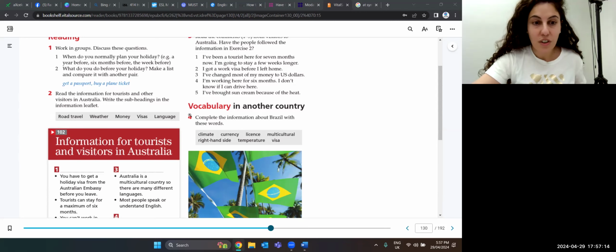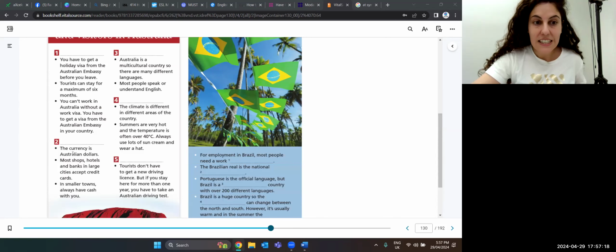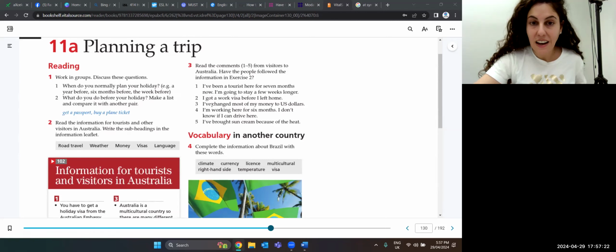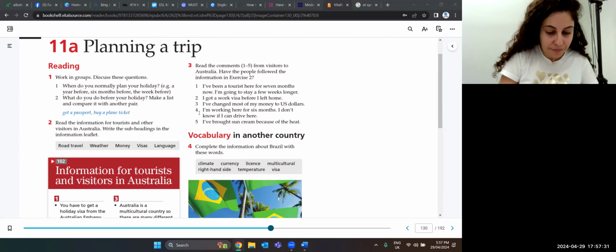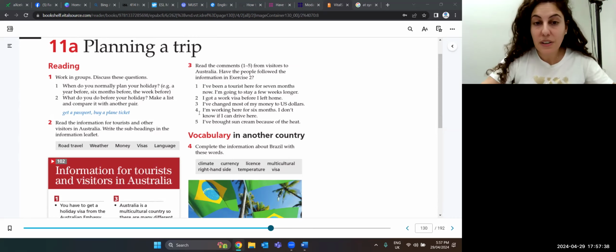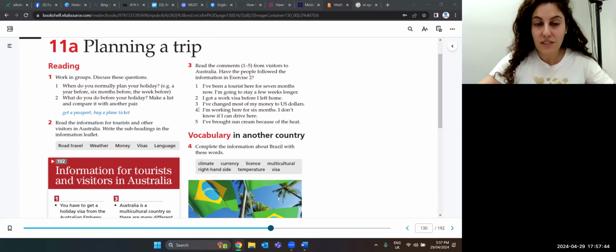"I've changed most of my money to US dollars." That's bad because we do not use US dollars. It says here, the currency is Australian dollars. So this person that said, "I've changed money to US," they haven't read the information. "I'm working here for 6 months. I don't know if I can drive." They haven't read it because they're allowed to drive up to 1 year. So this person has not read the instructions.